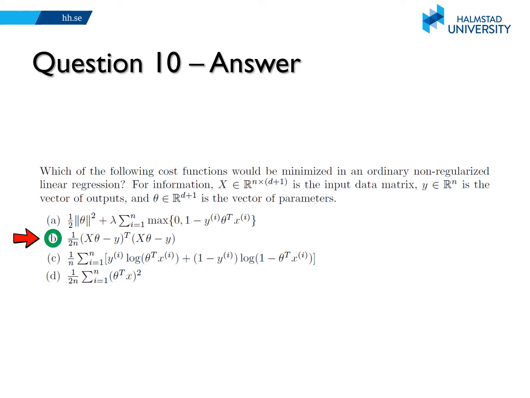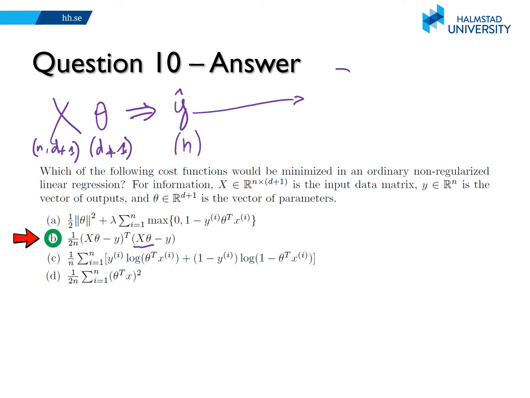The answer is B, and this one corresponds to the mean squared error cost. So this part, X times theta, corresponds to the predictions, because we have d plus 1 parameters, right? And X has shape or dimensions n by d plus 1. So the result of this is a vector of predictions. So you have n predictions. So that's just a vector containing the prediction for each data point.